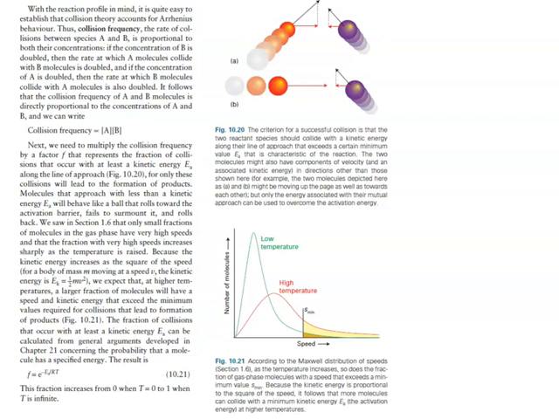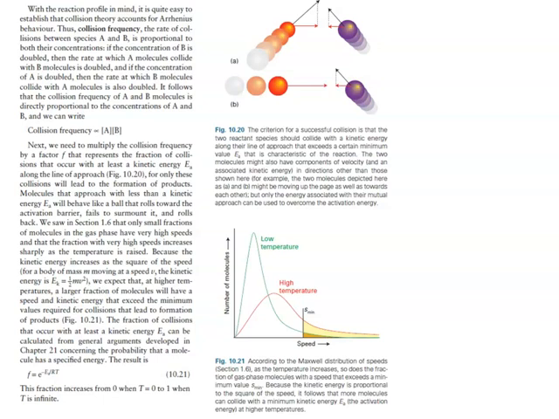Molecules that approach with less than the activation energy will behave like a ball that rolls towards the activation barrier, fails to surmount it, and rolls back to the initial state. We saw in section 1.6 that only small fractions of molecules in gas phase have very high speeds, and that the fraction with very high speeds increases sharply as temperature is raised. Because the kinetic energy increases as the square of the speed, we expect that at higher temperatures, a larger fraction of molecules will have a speed and kinetic energy that exceed the minimum values required for collisions that lead to formation of products.